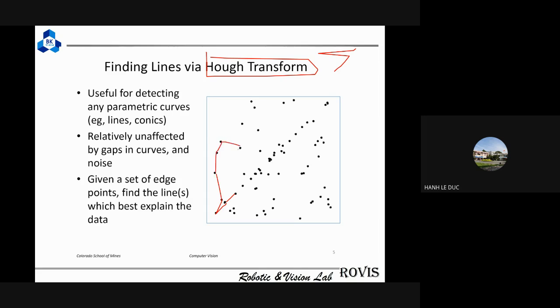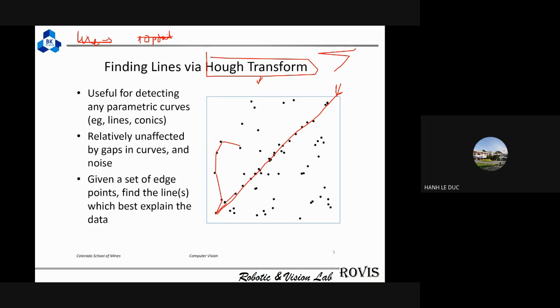They will try to connect, right? And the Hough transform is that they will connect all the points, and they will choose the line that goes through the biggest number of points. For example, we want to form a line in this image. The line must go through at least 10 points, right? So the Hough transform will help you to do it.